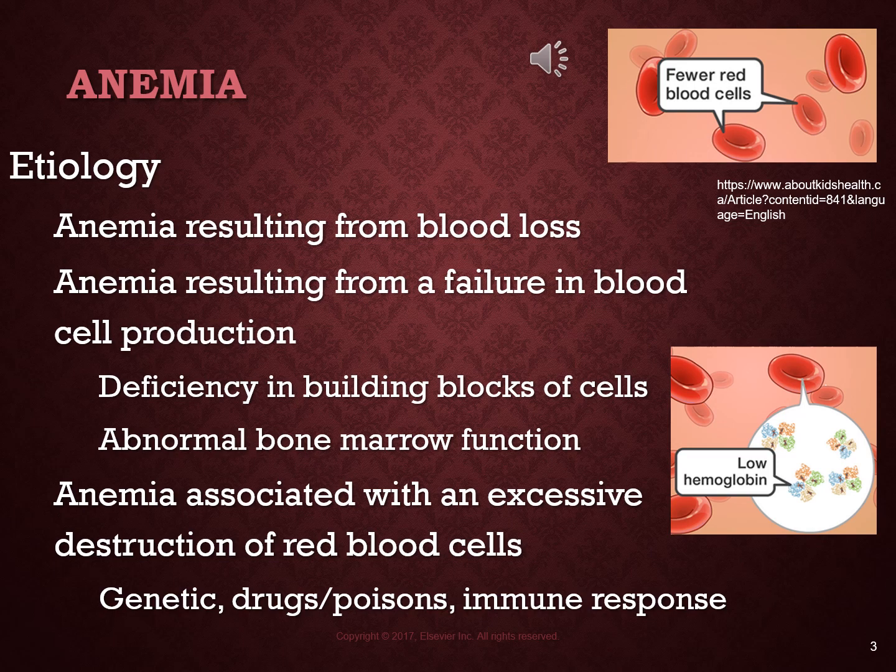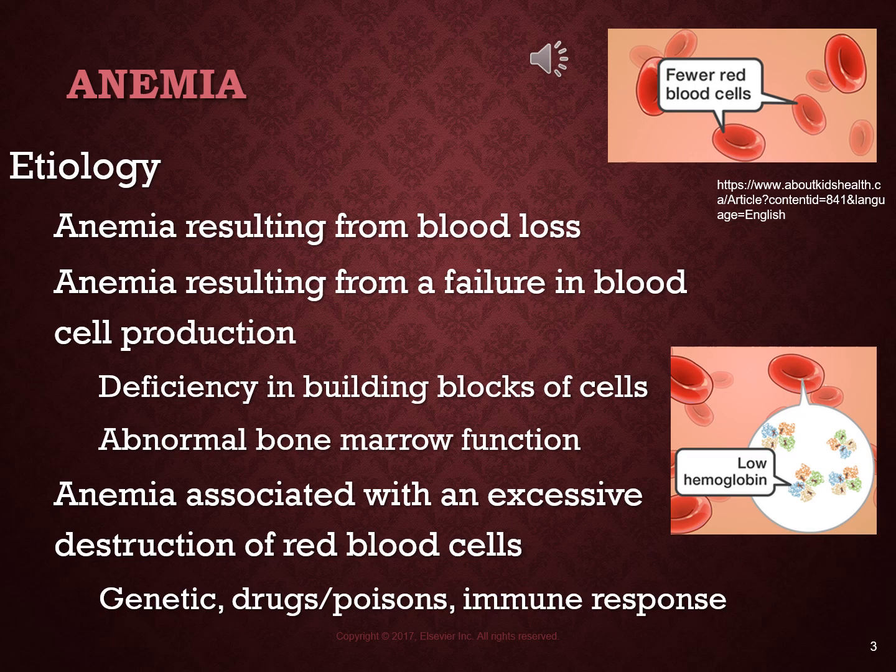Anemia can also result from a failure in blood cell production, which can result in either fewer cells or low hemoglobin. One type of that would be iron deficiency anemia, or folic acid deficiency, or vitamin B12 deficiency. Another way that you can have a problem with red blood cell production is if you have abnormal bone marrow function, as in aplastic anemia, or another disease that keeps the stem cells in the marrow from producing mature red blood cells as they should.